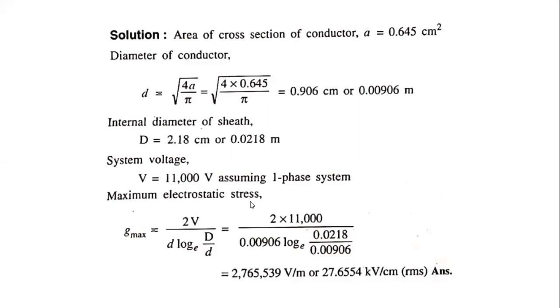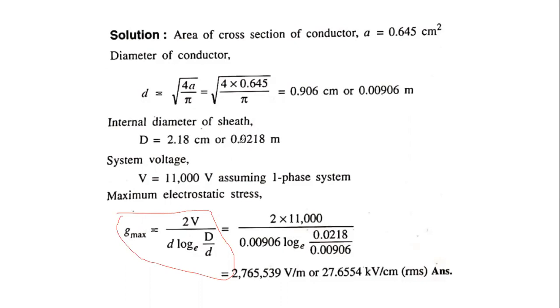Next, the maximum electric stress. What is the formula for maximum electric stress? G maximum is equal to 2V by D log e D by d. Substitute 2 into V, the voltage, that is 11,000, by small d, which is 0.00906 meters, and log e of capital D by small d.